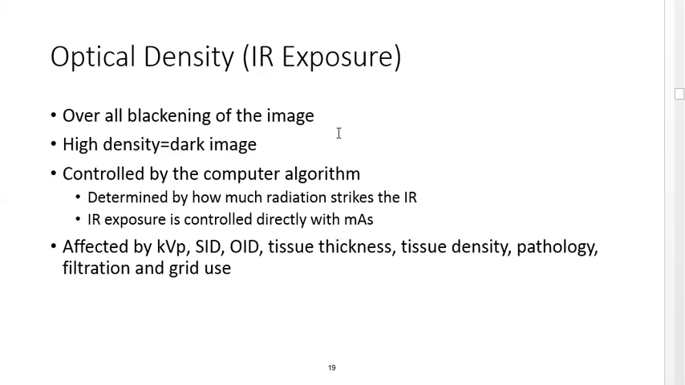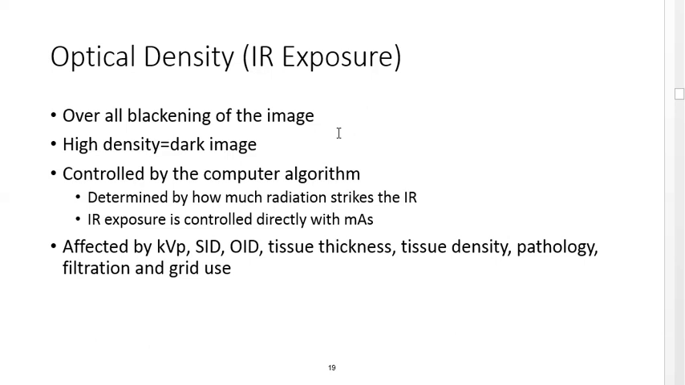As you change from 40 to 72 inches, because of the divergence of the central ray, you're going to have to increase your mass. As you increase your OID, because of the air gap, some of the scatter radiation created inside of the patient misses the image receptor, then we're going to have to increase our mass.